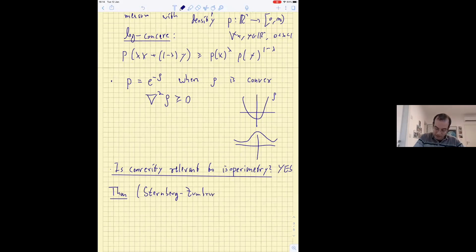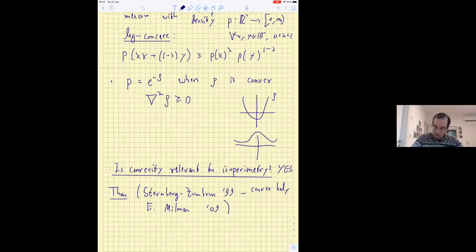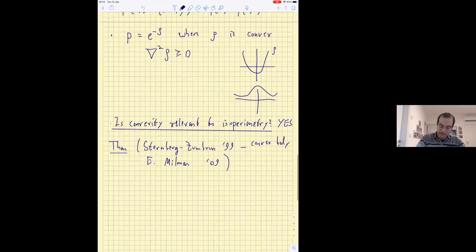In the convex body case, from '99, and to Emanuel Milman in the general log-concave case. So this theorem says that the isoperimetric profile is concave. Under the above assumptions, what does it mean?